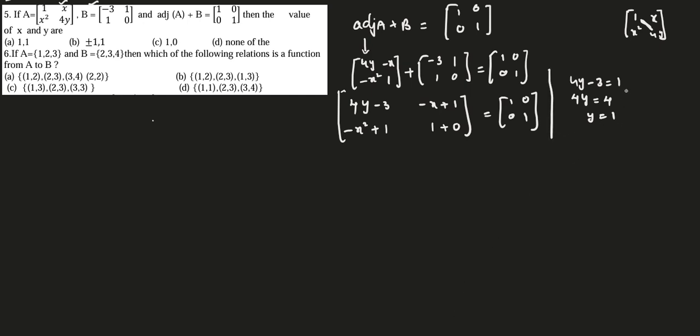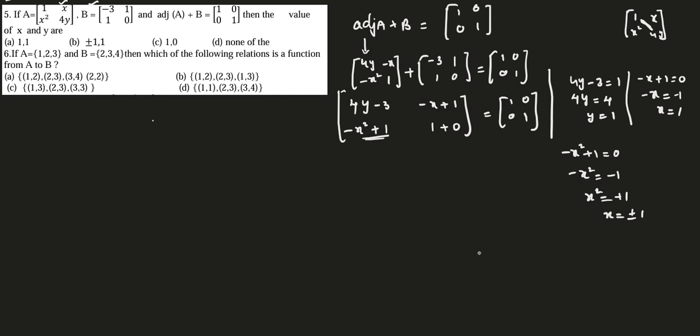Now compare the other elements also. Minus x plus 1 is equal to 0, so minus x equals minus 1, then x equals 1. Similarly, we have another one: minus x squared plus 1 is equal to 0, so minus x squared equals minus 1, then x squared is equal to 1, and x is equal to plus or minus 1. Now children will have a doubt: should I take x as 1, or plus or minus 1? Since both options are appearing here.